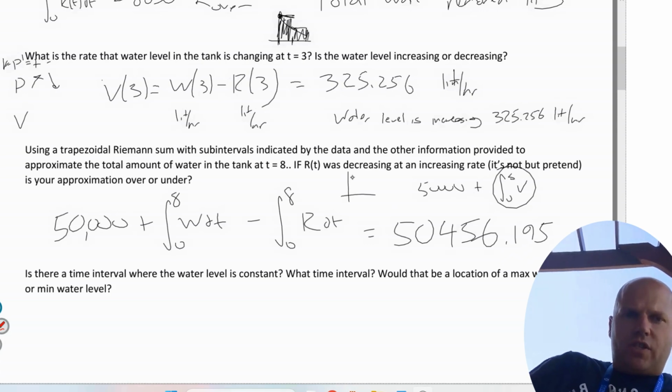If R was decreasing at an increasing rate, that means decreasing concave up. Trapezoidal sum would be over.